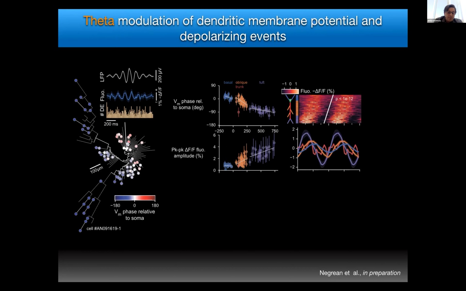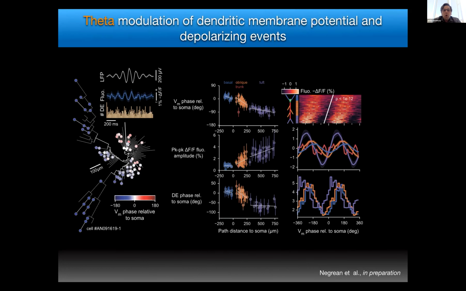He also found that the amplitude of the subthreshold oscillations increased from the soma to the tuft dendrites. And he finally also found that the suprathreshold depolarizing events, dendritic spikes for example, tend to occur at the peak of the local oscillation, not at the peak of the somatic oscillation, so their phase also shifted with distance. All in all, what it tells us is that indeed, theta oscillations are manifested and organized across the dendritic tree as a traveling wave.